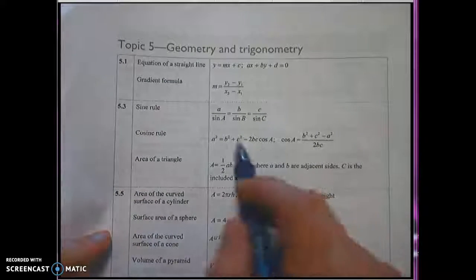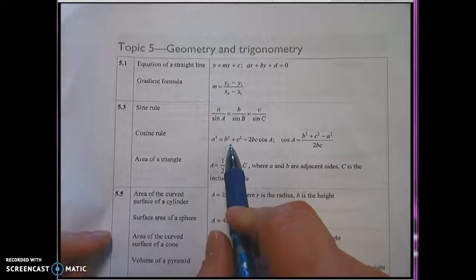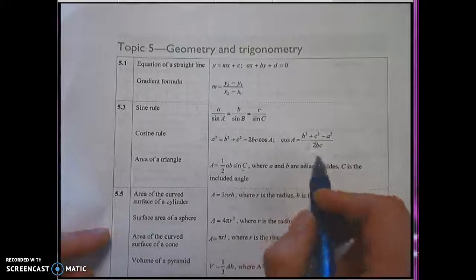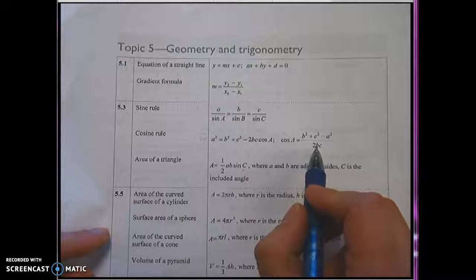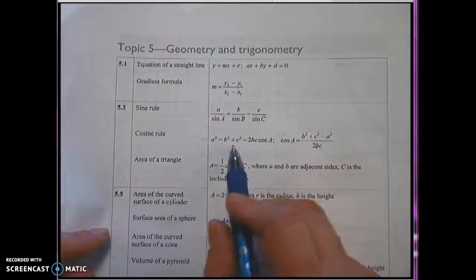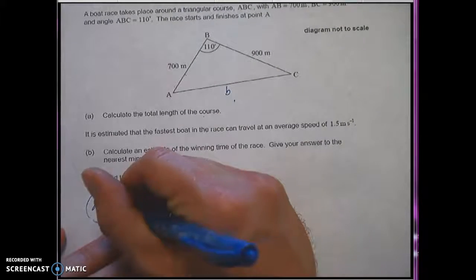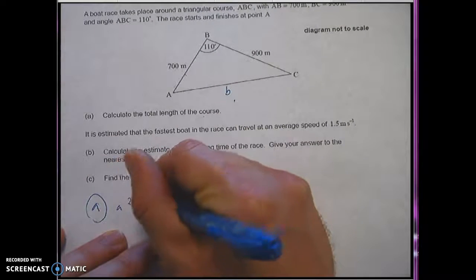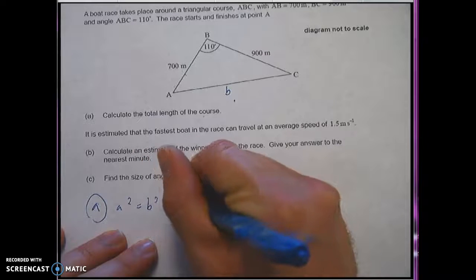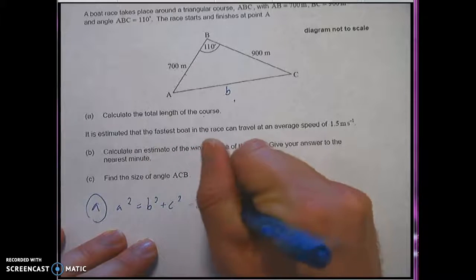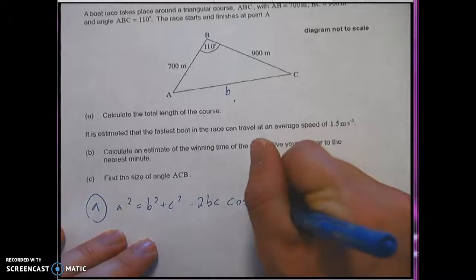Now, there are two formulas for the cosine rule. I like to use this one when I'm looking for a side, and I like to use this one when I'm looking for an angle. Since I'm looking for a side, I'm going to use this equation. I'm just going to write it down. A squared equals b squared plus c squared minus 2bc cosine of a.